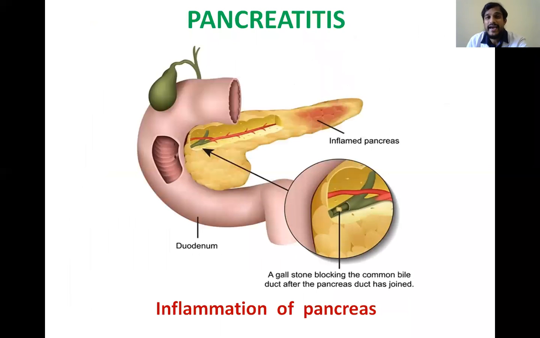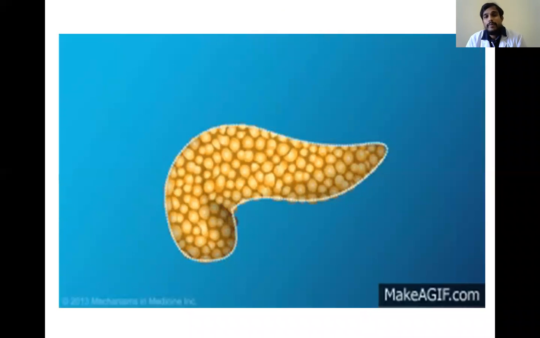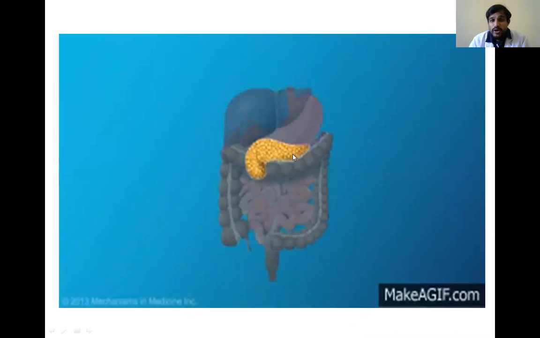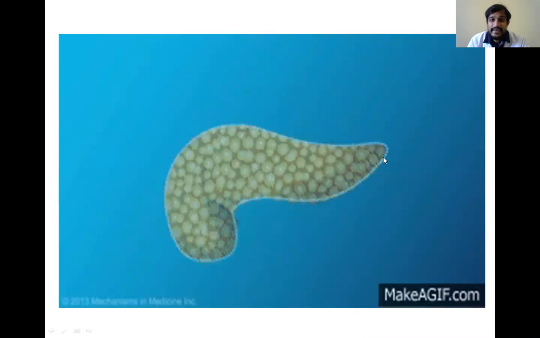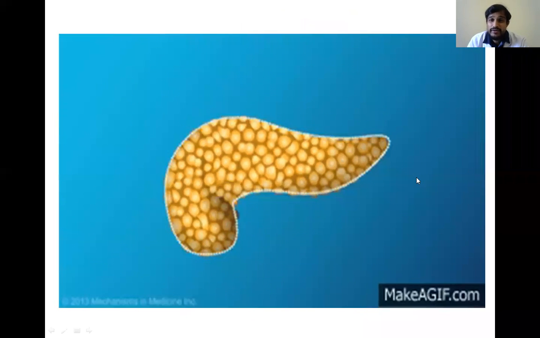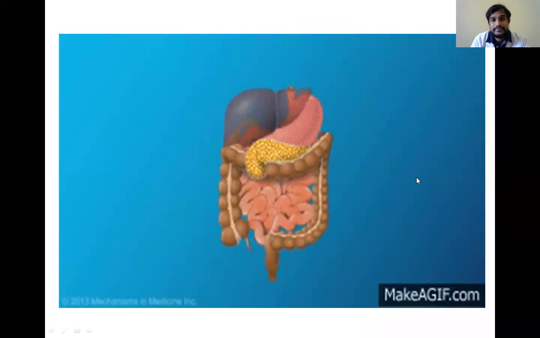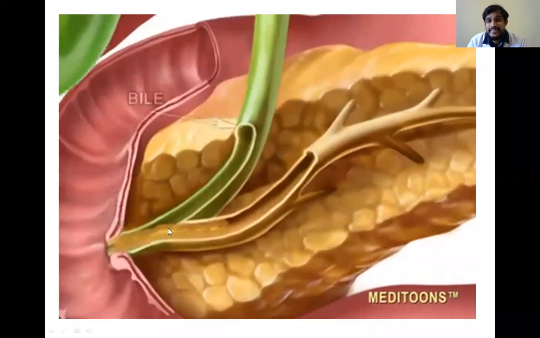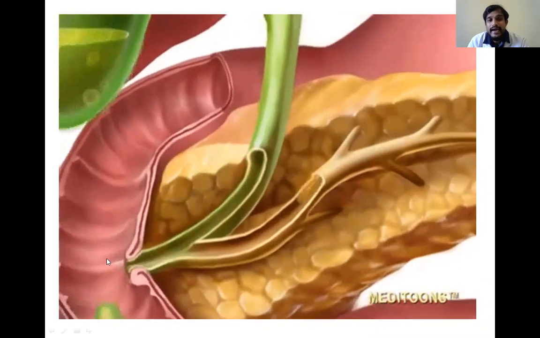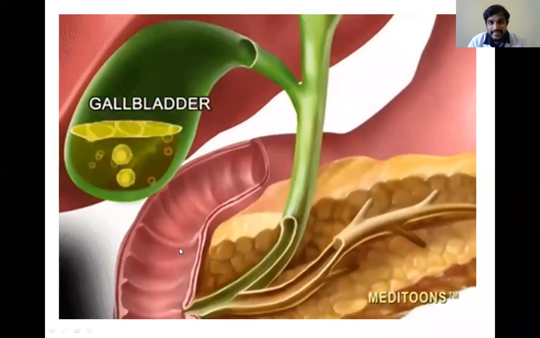And coming to pancreatitis. We know the inflammation of the pancreas is known as pancreatitis. It can be acute or chronic. We know the pancreas is an organ which is present in the abdomen. It contains alpha and beta cells and it secretes some enzymes and hormones like insulin and glucagon. And we know the function of the pancreas: it secretes the enzymes which, along with the bile, enter the intestine and help in digestion.